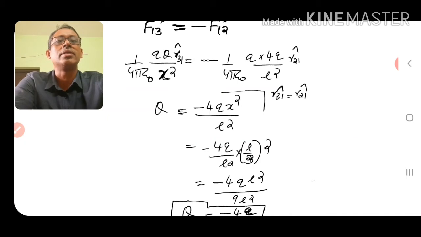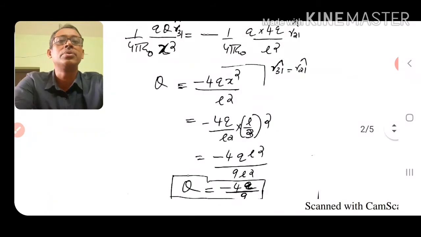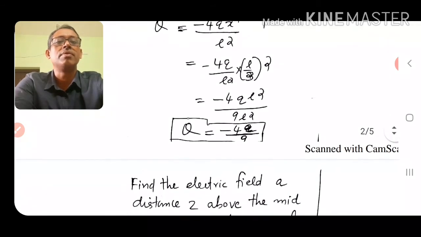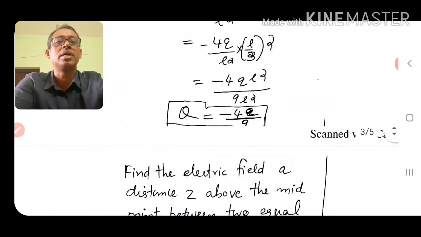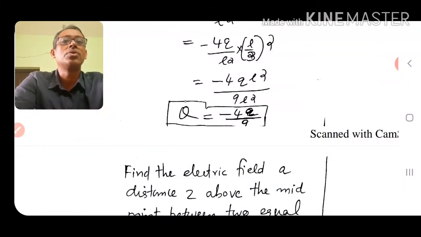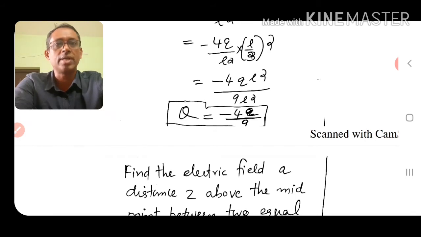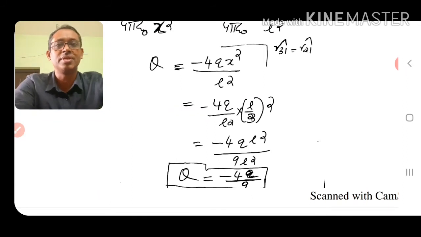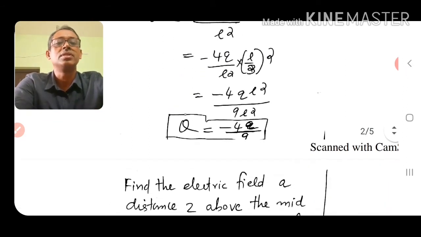As we calculate Q, 1 by 4 pi epsilon 0 will get cancelled. We will get capital Q equal to minus 4q x square by L square. And we know x is L by 3. As we substitute for x, we will finally get capital Q equal to minus 4q over 9. So this is the charge, and it has to be negative. This is the magnitude and sign of the third charge.